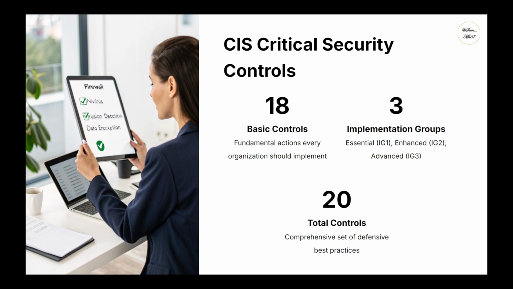The controls are also aligned with the implementation groups, or IGs, which help tailor recommendations based on an organization's resources and risk level. IG1 is for smaller or less complex organizations, focusing on essential protection. IG2 adds more depth for mid-sized or moderately resourced environments. And IG3 is the most advanced, aimed at organizations facing sophisticated threats. While this framework includes 20 control families, which break down into individual safeguards, the 18 main controls serve as a comprehensive roadmap for strengthening cybersecurity posture step by step.